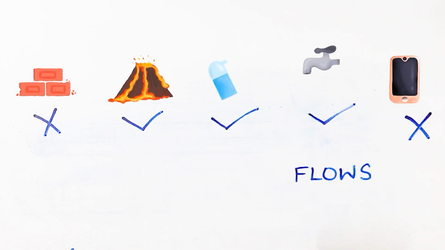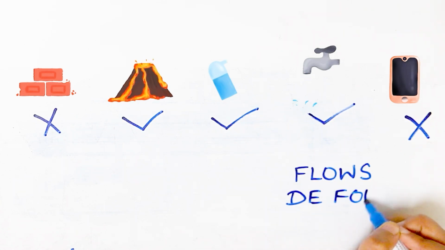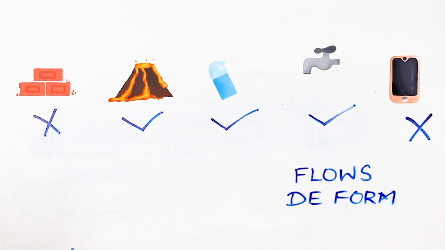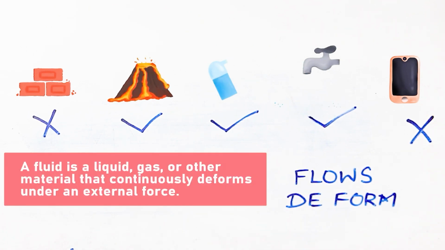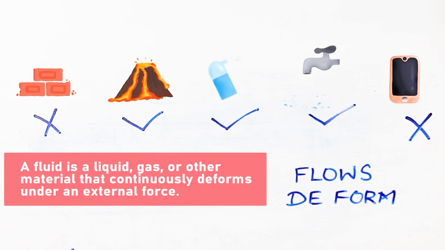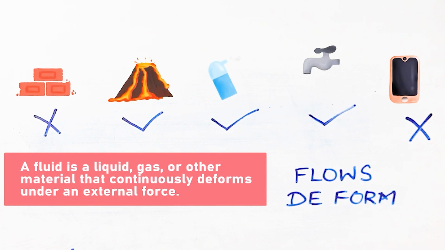What this basically means is that fluids don't have a fixed shape or a fixed form. Rather, they deform continuously. And this is also the technical definition of what a fluid is. If I can just pull up the definition here, a fluid is a liquid, gas, or any other material that continuously deforms under an external force. Now, maybe I will make a more advanced version of this video someday, but just to clarify, an external force is always in the picture to make these fluids flow.